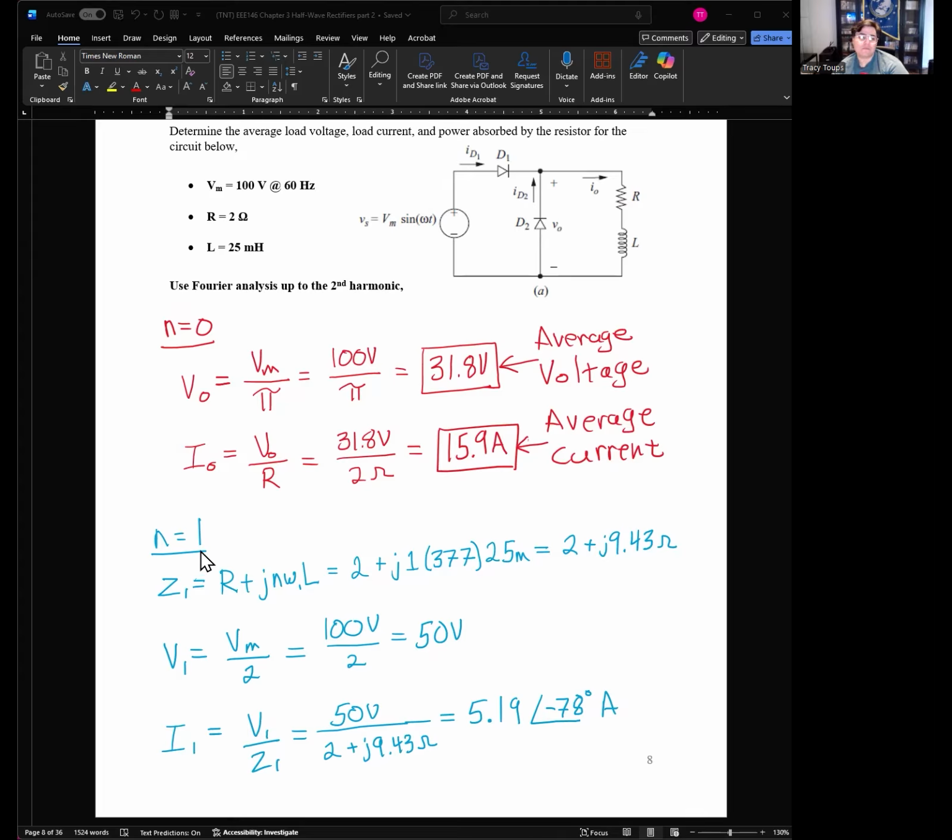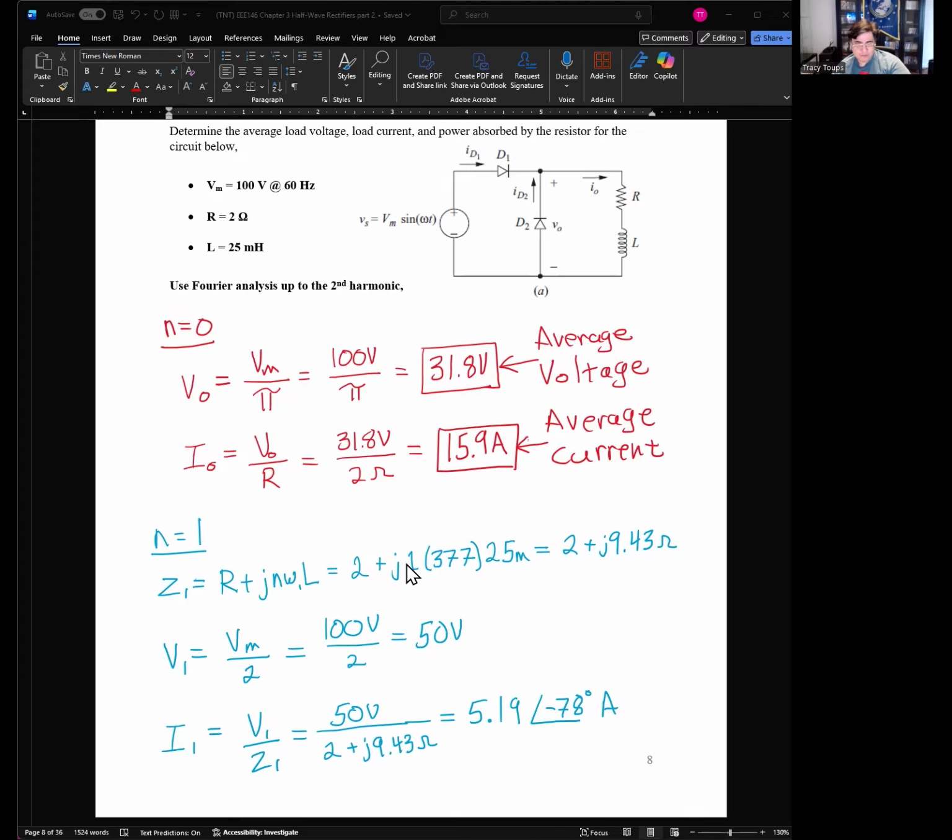Okay. So let's now go to the AC component of your output. We did n equals 0. Let's do n equals 1. That's that 60 hertz signal. Okay. So right here, we have an RL load. We need to convert that to phasors at 60 hertz. So we know Z1, where 1 denotes the first harmonic, equals R plus j n omega 1 L.